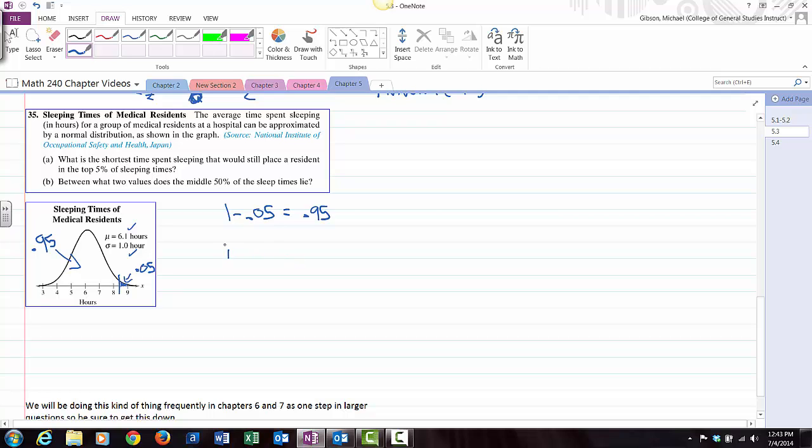So now we just need invNorm, 0.95. And then since this one is not standard normal, we've got to put in the mean, 6.1, and the standard deviation, 1.0. And let's see what that gives us. So second DISTR, invNorm, 0.95, comma, 6.1, comma, 1.0, close parenthesis, enter, and I get 7.74. So that put me in the top 5% or the top 0.05 of sleeping times. I get 7.74 hours, I presume, per night.